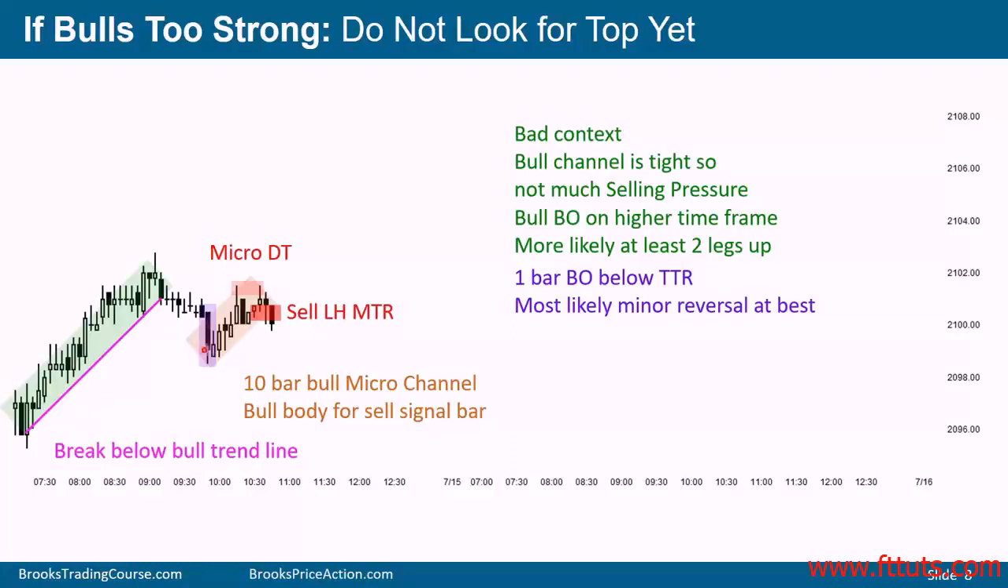This bear breakout is below a tight trading range, but it's a 1 bar bear breakout. And look at the follow through bar. The next bar has a bull body, and the bar after that has a bull body. This looks like a failed bear breakout. That is not much selling pressure. We went sideways for about 10 bars, but the bars are small and the pullback is small as well. Therefore, there's not much sign that the bears are particularly strong.